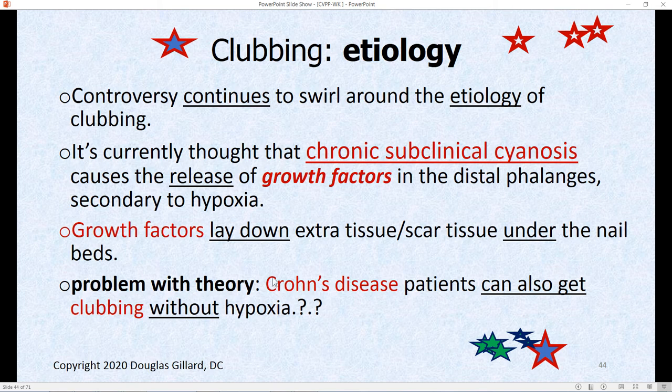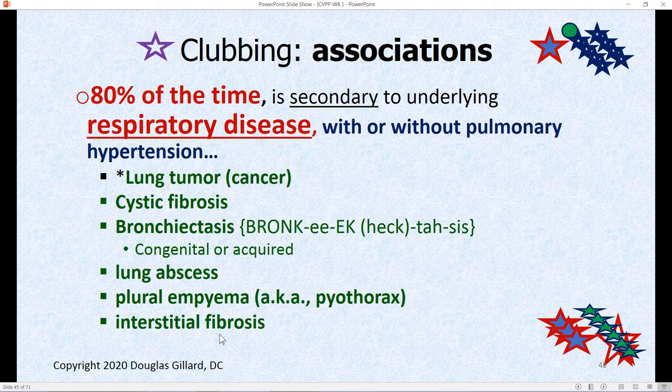And that's the theory. The problem is people with Crohn's disease don't get hypoxia. That has nothing to do with your respiratory system. Yet people with Crohn's disease can also get clubbing. So we're missing something, and they just don't have that figured out yet.